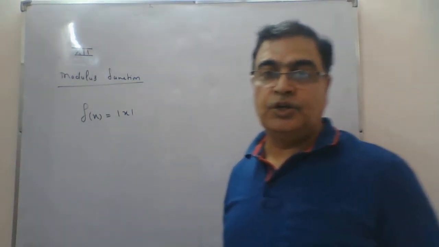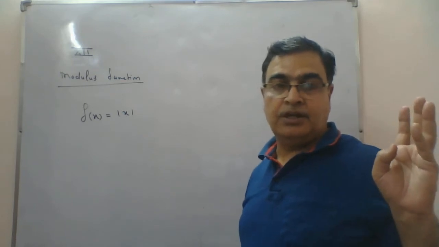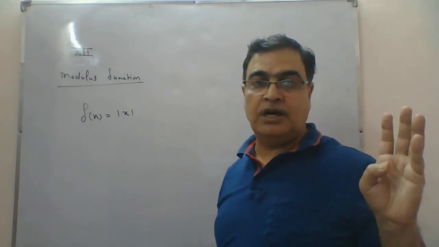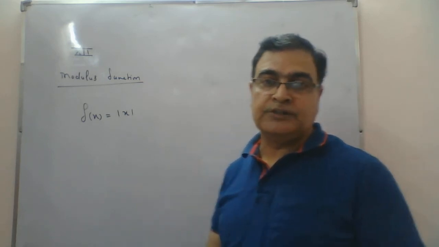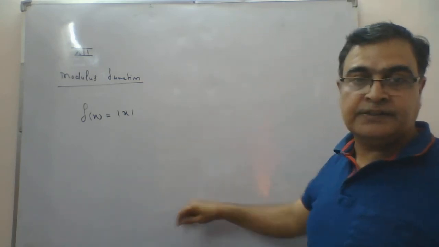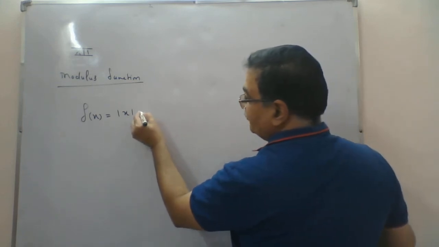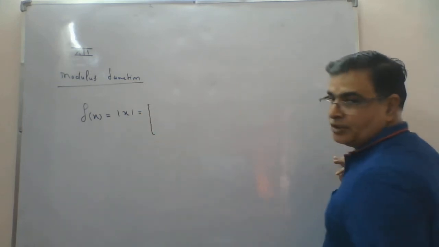Now we have a new function. We have done the constant function. We have done the identity function. And now we are starting with the modulus function. f(x) is equal to modulus x. This is the function we have, and we want the graph of this to be plotted.